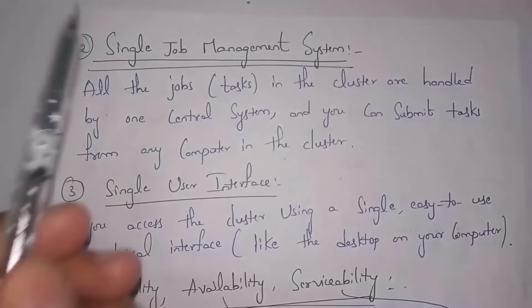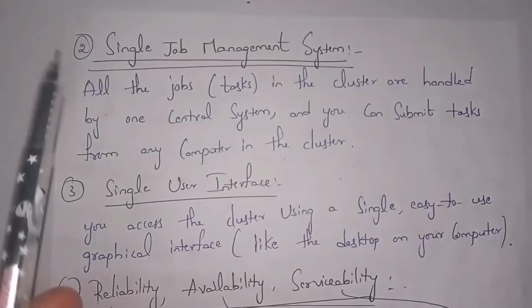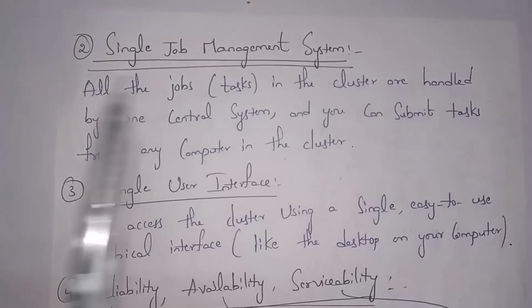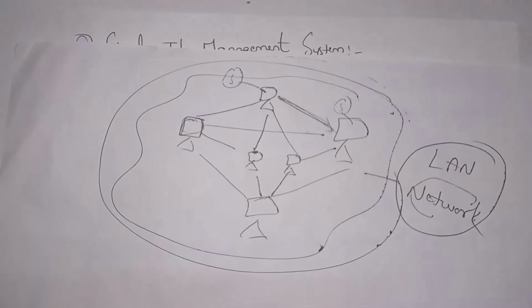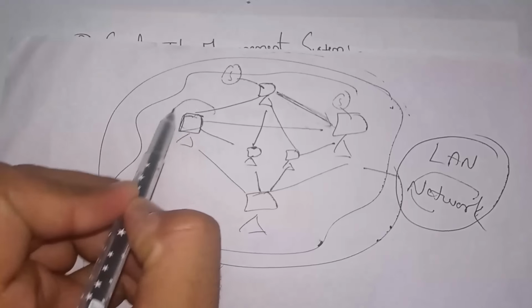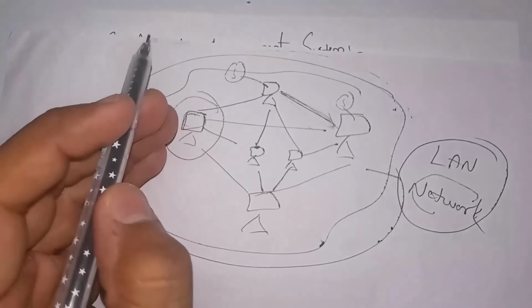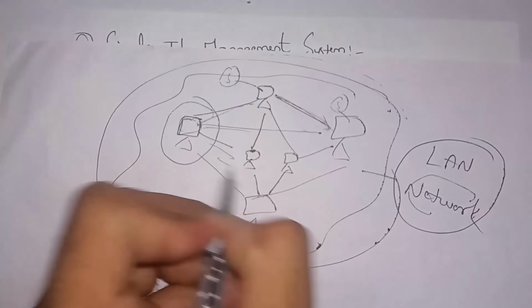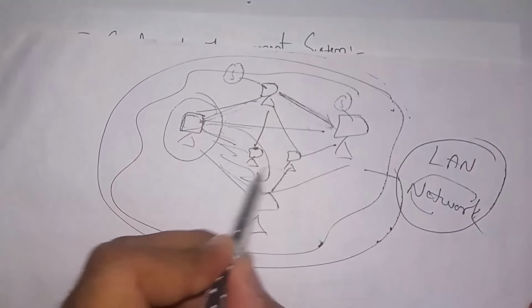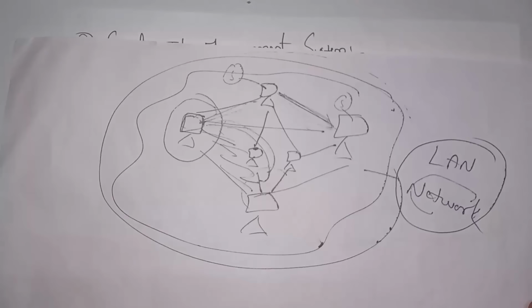And the second one is single job management system. All the jobs in the cluster are handled by one central system, and you can submit a task from any computer in the cluster. Guys, in cluster computing, there will be one centralized system. It acts like the main system. So it will distribute tasks among multiple computers. After completing the task, you can send the result back to this main computer.